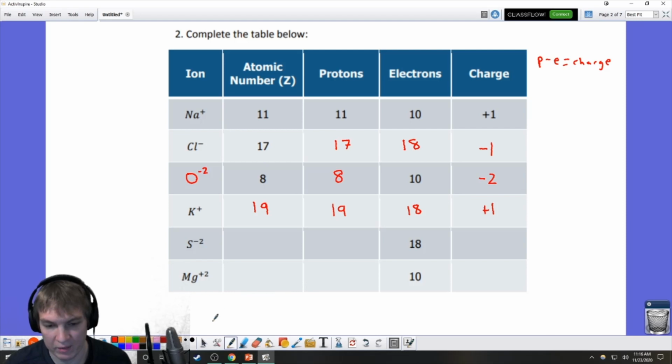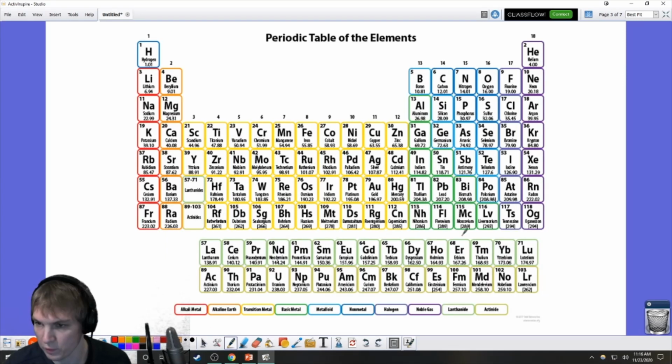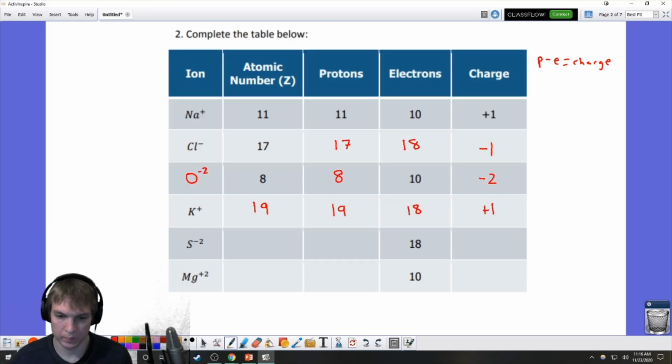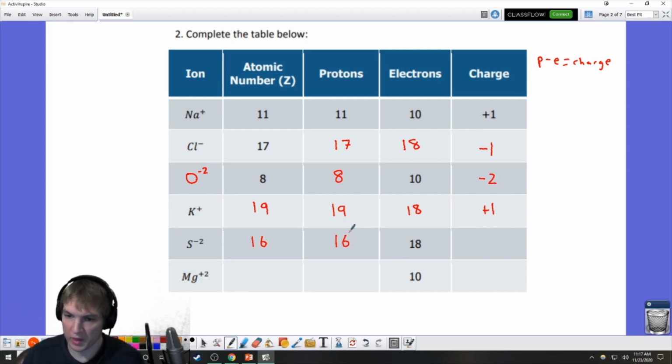All right, I have sulfur next. Sulfur is the next one on my list here. Sulfur is going to be right there, and its number is 16. So the atomic number is 16, which means the number of protons is also 16. Now we don't have charge, but we do have the number of electrons. 16 minus 18 is -2. We also could have just gotten that from looking at the upper right corner here of the sulfur.